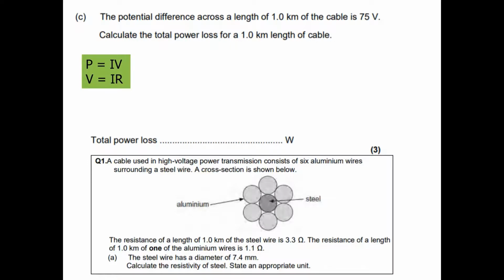Alright, next question. The potential difference across a length of 1 kilometer of this cable is 75 volts. Calculate the total power loss for a 1 kilometer length of cable. So I've given you the equations. The power is equal to current times voltage, and Ohm's law, voltage is equal to current times resistance. Now we've only got the resistances in the question, and we've got the voltage in the question. We don't have current. So I suggest you eliminate current and find the equation for power in terms of voltage and resistance. Right, so have a go at this question first before I move on.